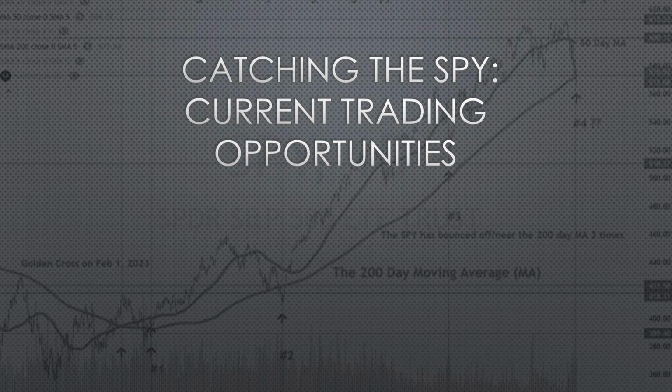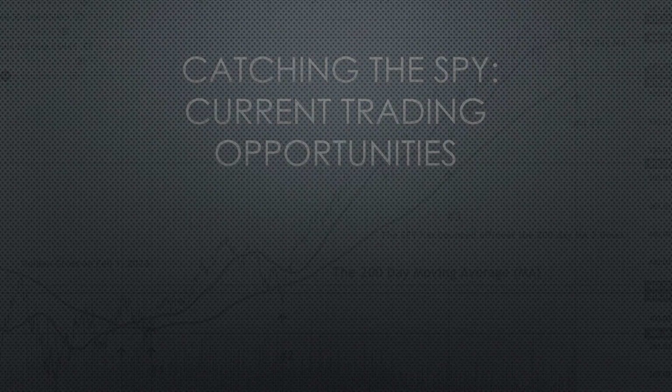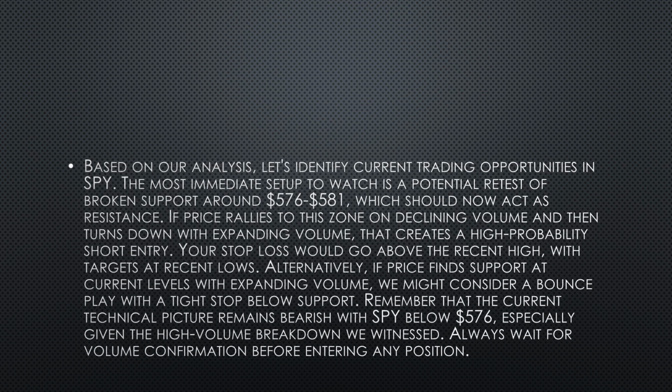Catching the SPY current trading opportunities. Based on our analysis, let's identify current trading opportunities in the SPY. The most immediate setup to watch is a potential retest of broken support around 576 to 581, which should now act as resistance. If the price rallies to this zone on declining volume and then turns down with expanding volume, that creates a high probability short entry.